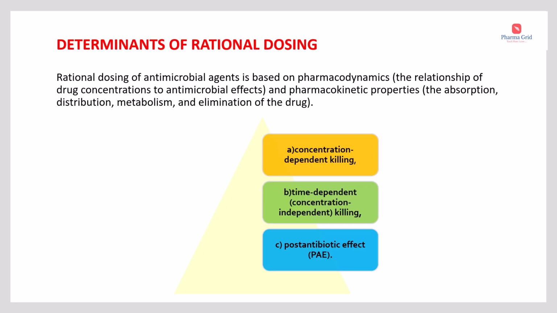Determinants of rational dosing. That is, the rational dosing of antimicrobial agents is based on the pharmacokinetic and pharmacodynamic properties of the drug. Pharmacokinetic parameters mainly include the four ADME parameters: absorption, distribution, metabolism and elimination of the drug. And pharmacodynamics is nothing but the relationship of drug concentrations to antimicrobial effects. So the three main determinants of rational dosing of antimicrobial agents include concentration dependent killing, time dependent killing, which is also known as concentration independent killing, and the last one is the post antibiotic effect.